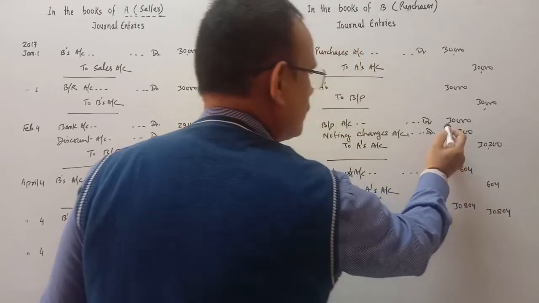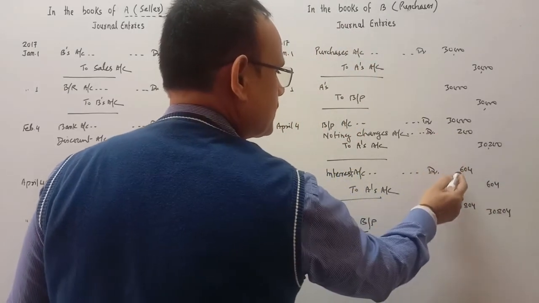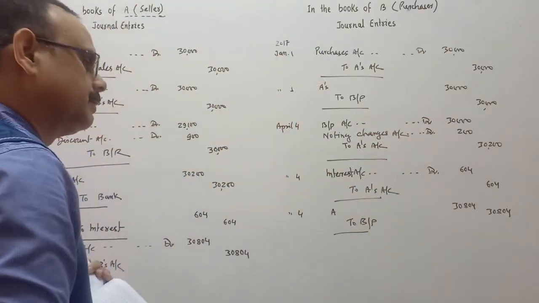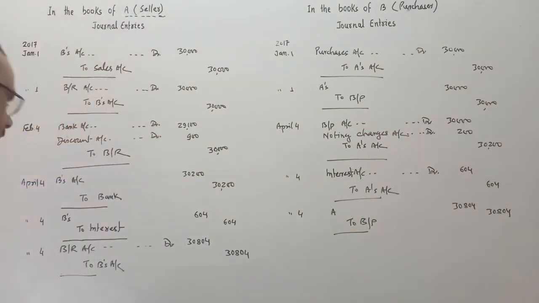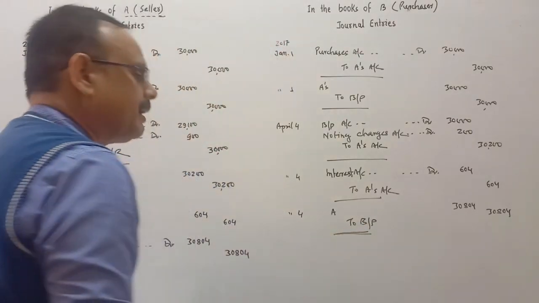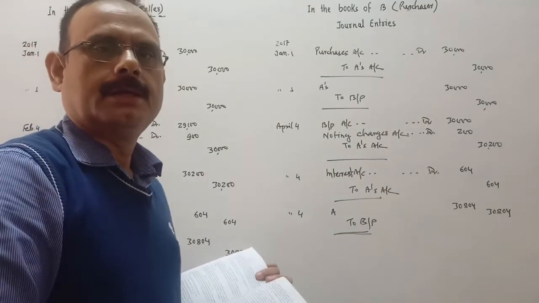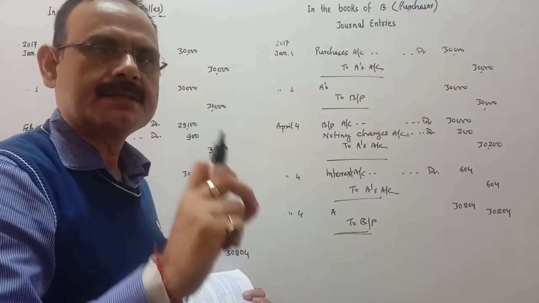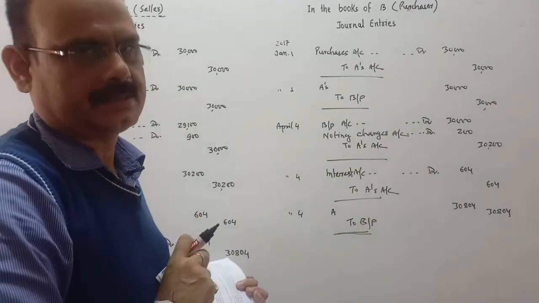30,804 is the amount of the bill plus noting charges plus this interest. The new bill will come. So A's account debit to bills payable. In the narration you will write, being new bill accepted along with the interest and noting charges.